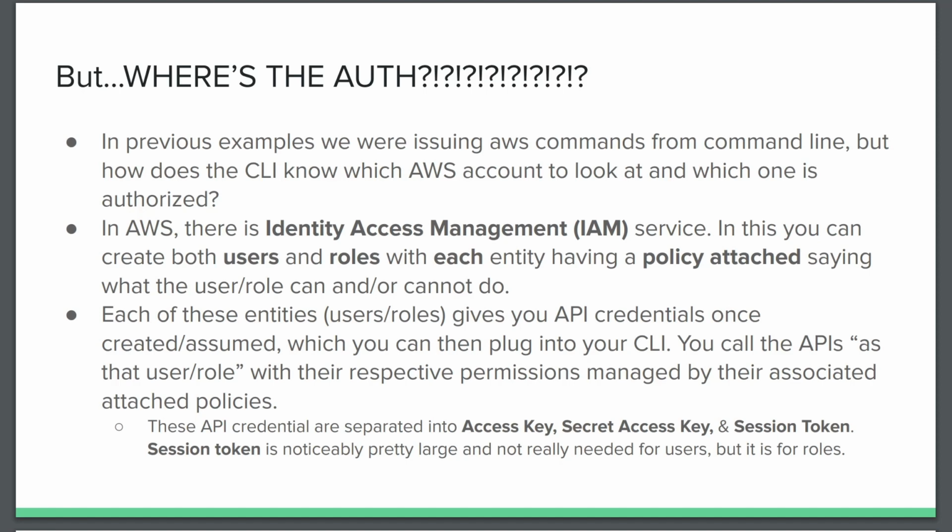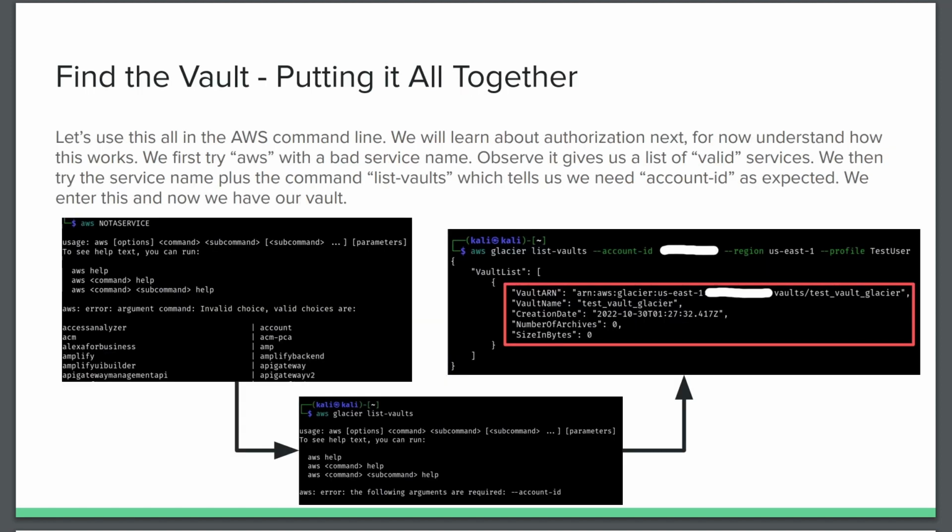One thing that might have been bothering you throughout all this is I kept talking about this profile flag. So you'll see in the picture on the right here, profile test user. I used profile user1, but I kept telling you that the profile flag is providing the authentication to that AWS CLI command. And so that's what the next video is going to focus on.